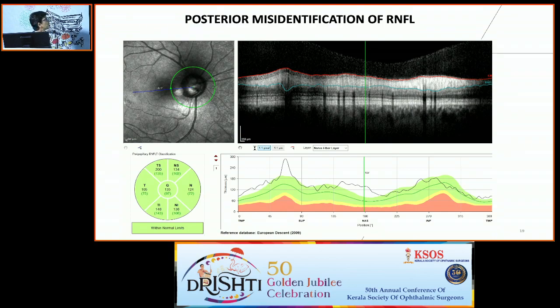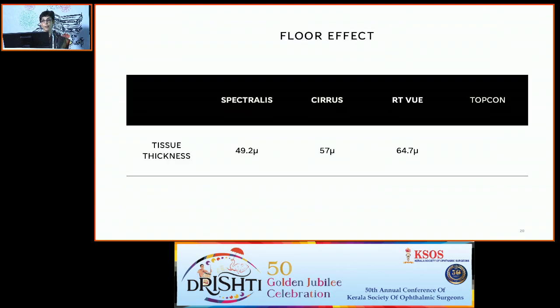Posterior misidentification of RNFL is a less common condition. Over here, a large blood vessel has caused a failure of the algorithm. You see this area is also dark, and this blood vessel, which is identified over here, has caused a failure of algorithm. So the machine is doing a sort of guesswork, and you find that this area is very much thickened. So it is like a supranormal thickness. Again, identification of this area on the screen of the machine is very important.